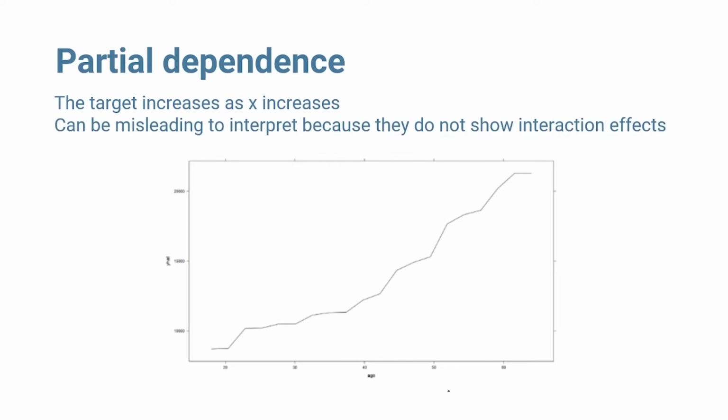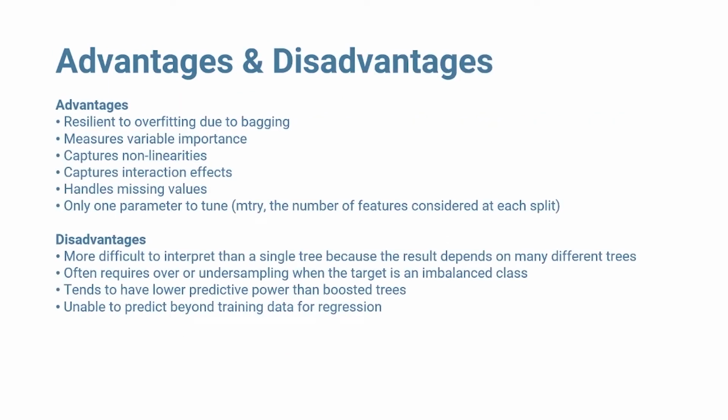So here's a graph. On the x-axis, you see the predictor age, and on the y-axis, you see the target. So you can see that the target increases as age increases. This can be very misleading for high-dimensional problems, where you have a lot of other predictor variables because you don't consider the interactions. Advantages: resilient to overfitting due to bagging, measures variable importance, and all the benefits of using single trees.